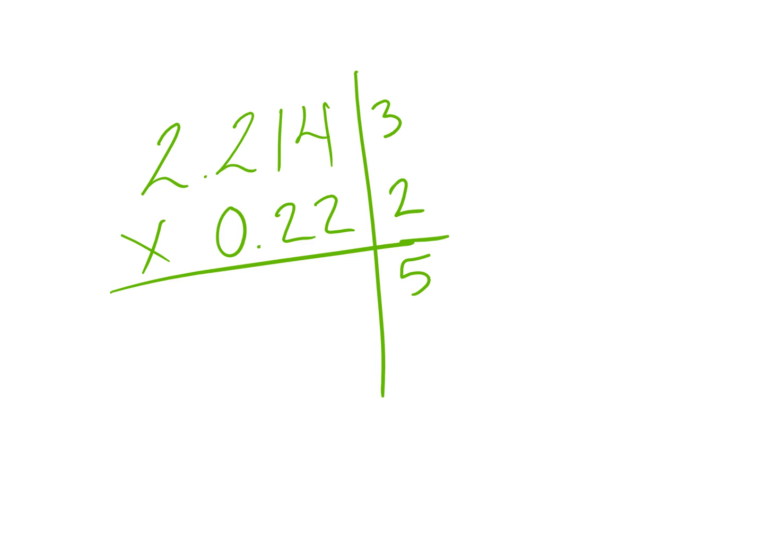4 times 2 is 8. 2 times 1 is 2. 2 times 2 is 4. And 2 times 2 is 4. We're going to cross that off. And because we cross that off, we're going to put our placeholder, and we're going to multiply by this next 2. 2 times 4 is 8.